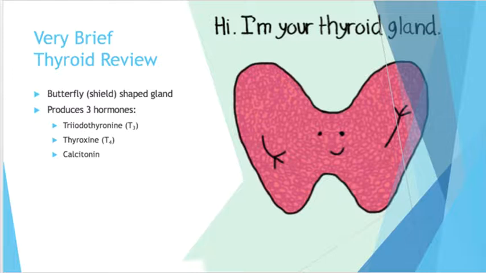Calcitonin is the hormone that reduces plasma levels of calcium, and it does this by increasing deposition in the bone. Remember, we talked a little bit about this in pharmacology when we talked about osteoporosis.